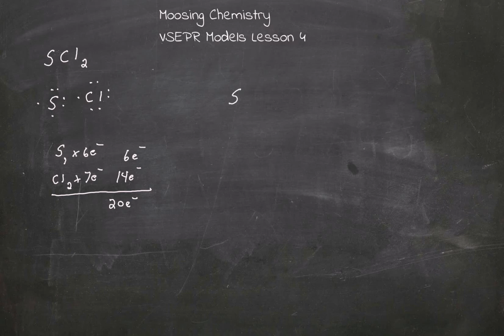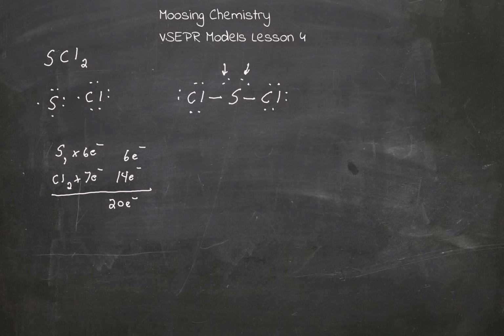So we're going to put S in the center because it's the least electronegative. Put each chlorine on either side. First, we're going to complete the bonds between the sulfur and the chlorine. There's 2, there's 4. Now we have to fill in the chlorine. Let's give you 6, 8, 10, 12, 14, 16, 18, and 20.